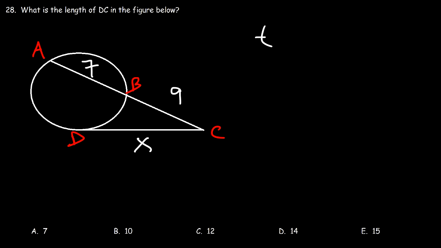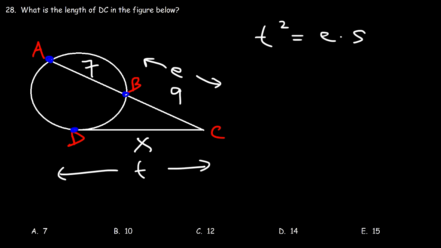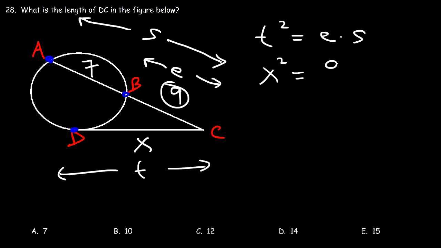The formula for that is T squared is equal to E times S. T represents the tangent segment, and keep in mind a tangent line touches the circle only at one point. A secant line touches it at 2 points. E is the exterior portion of the secant segment, so E is BC, and S is the secant itself, which is AC. So T is equal to X, and the exterior part is 9. The secant is the sum of AB and BC, so it's 7 plus 9, which is 16.